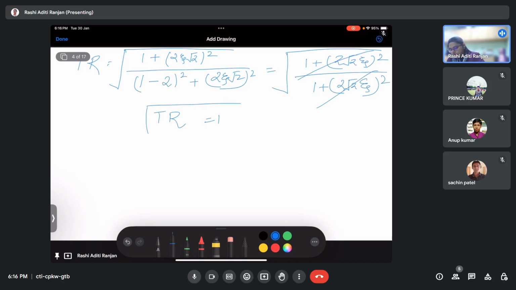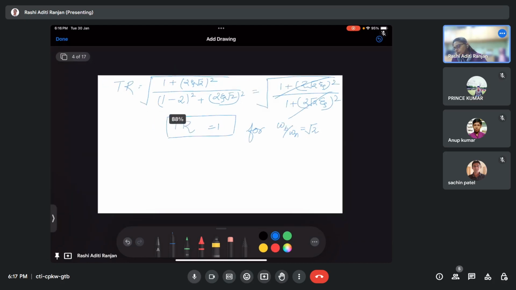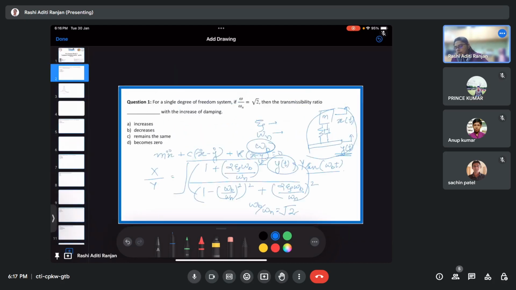So the transmissibility ratio turns out to be 1 for omega b by omega n equals under root 2. Now what does this mean? What would be the answer to the question asked: the transmissibility ratio dash with the increase of damping? You have four options: increases, decreases, remains the same, becomes zero.